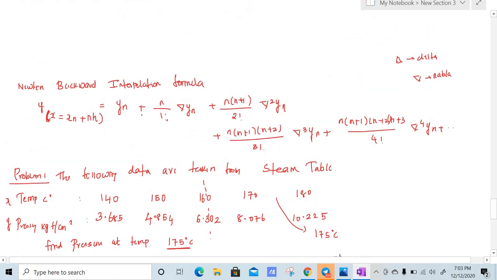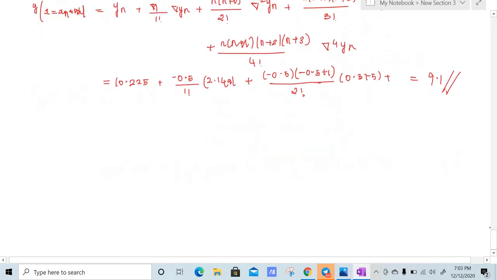Yn is equal to n by 1 factorial nabla yn, n into n plus 1. For forward everything will be y0 and it is minus, and for backward everything will be plus, and instead of y0 we will use yn, that is, we use the last value of the difference table. So that's it. This is Newton backward. Just take one as an exercise problem.